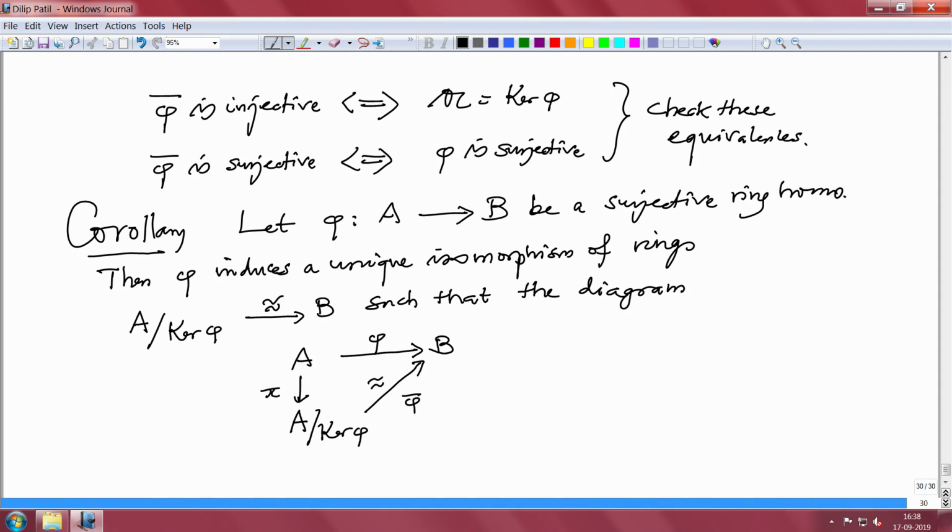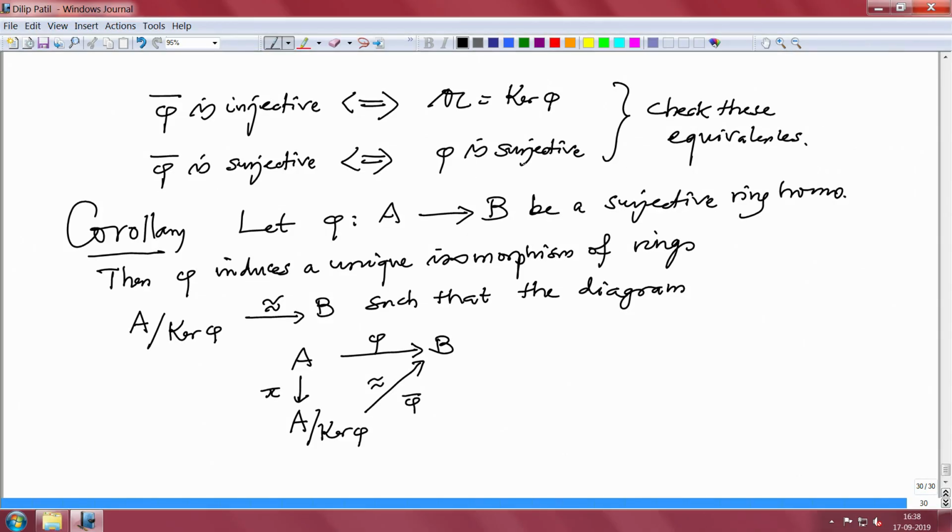Isomorphism of rings means it is a bijective ring homomorphism, or equivalently there exists a ring homomorphism in the other direction, so that both composites are identity. This is just this observation: because phi is surjective, this map phi bar is surjective. I am applying the theorem to the ideal A equal to the kernel of phi. The first observation tells you phi bar is injective, and the second tells you phi bar is surjective, therefore it is bijective, therefore this is a ring isomorphism.